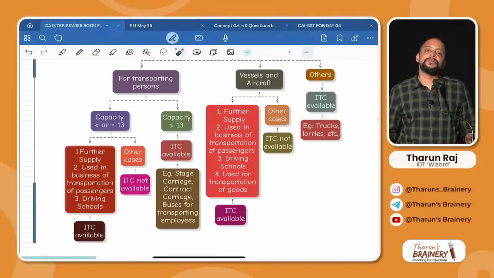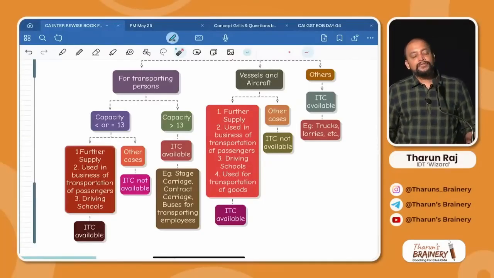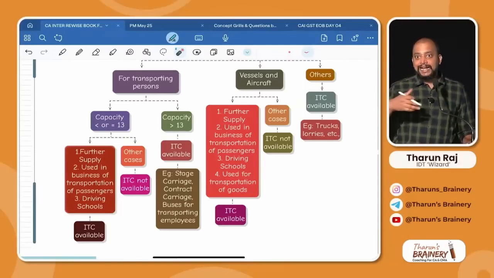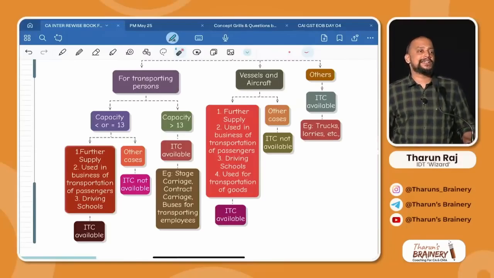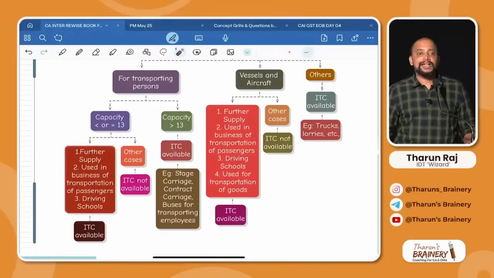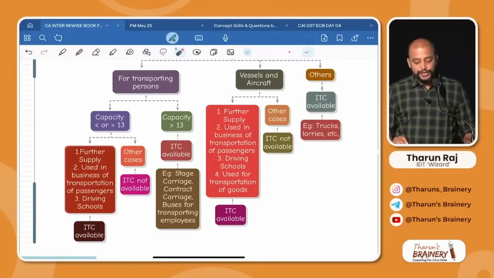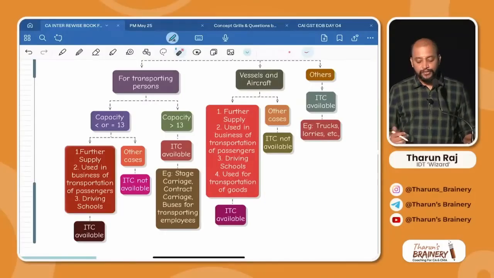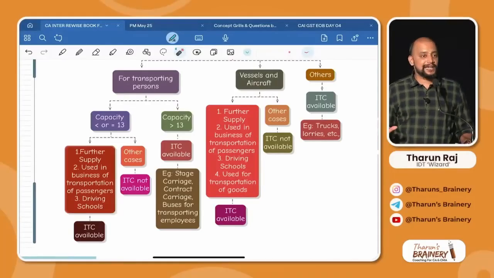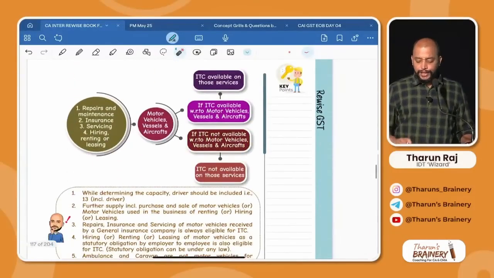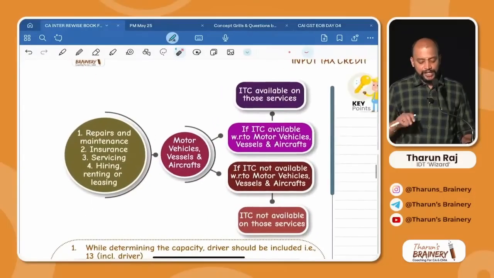Then Reliance Industries Limited purchased an aircraft to transport the directors. Can they take ITC on the aircraft purchase? No, not covered under further supply, not used in the business of transportation of passengers, driving skills or transportation of goods. So ITC not available. Other cases, ITC not available. Understood this chart here? Now look into the next chart related to motor vehicles.